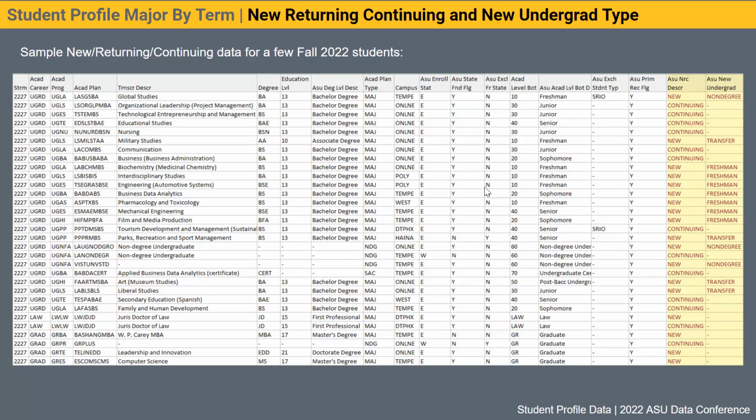So this is what the data looks like for a bunch of students. Whenever you see someone is new and they don't have a new undergrad status, it means they're not an undergrad. They're a grad or a law student. So that field is blank.